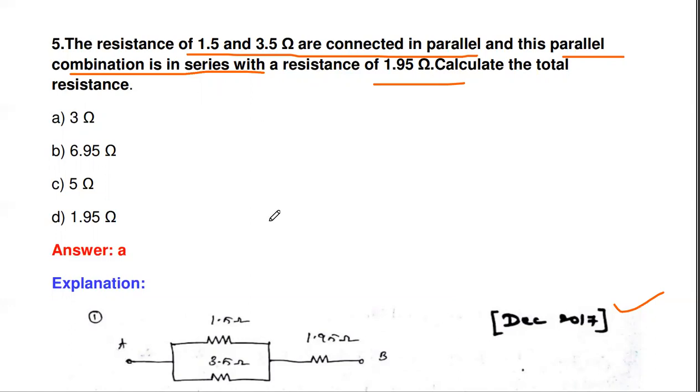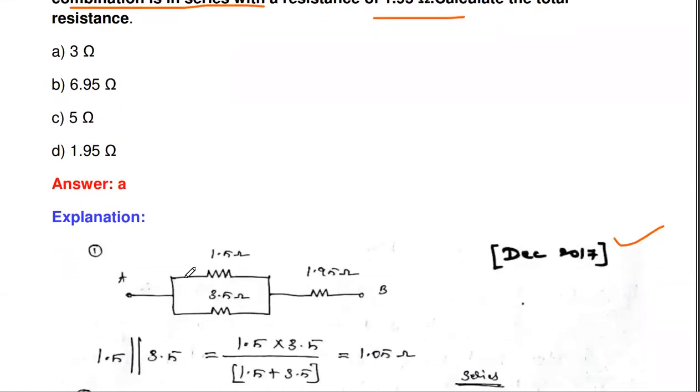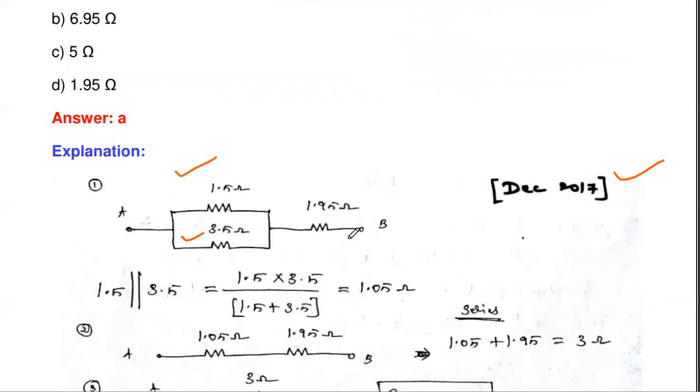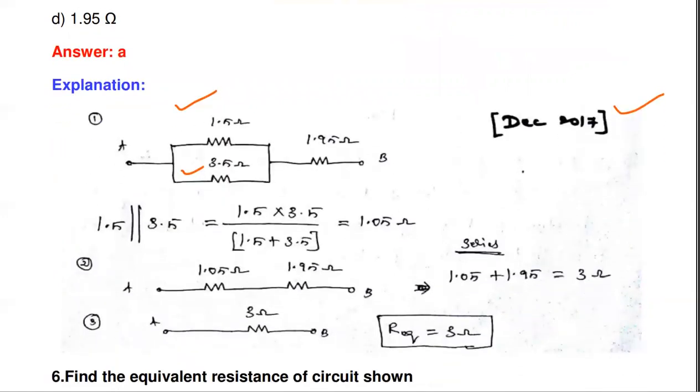So first, 1.5 and 3.5 are connected in parallel. So this is 1.5, 3.5 you just connect in parallel, and this parallel combination is in series with 1.95. So what is the resulting answer? Okay, so in order to solve this circuit, we may use two steps. First, we have to make this parallel combination. So first we have to find the 1.5, 3.5 parallel combination.